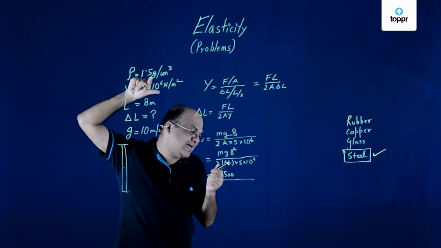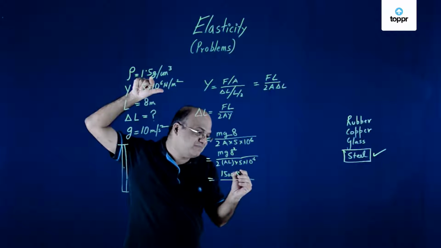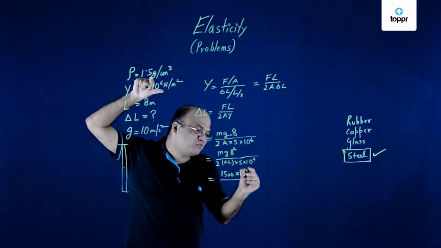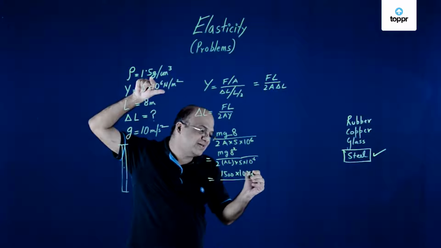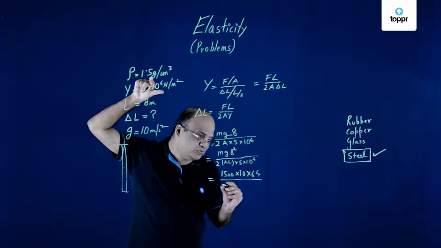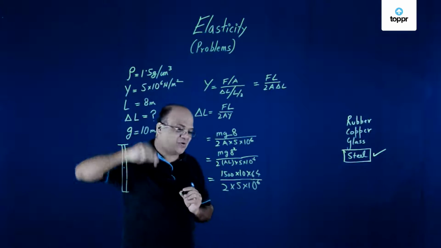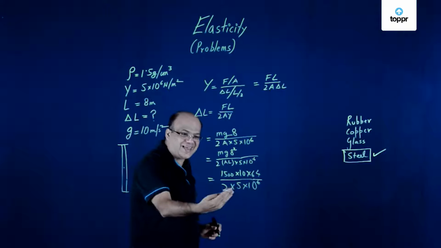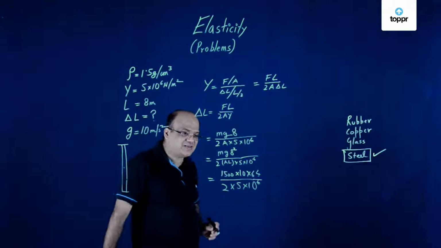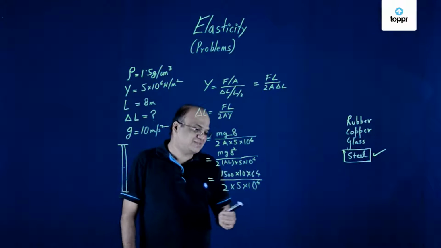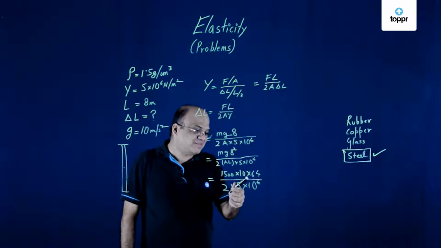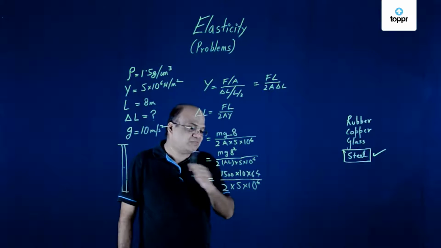This is m by Al. g is 10 and 8 square is 64 divided by 2 into 5 into 10 to the power 6. So what do we get? This is 10, so 10 to the power 7 here. This will go upstairs, so it will become 10 to the power minus 7. So you will get 10 to the power minus 4 here.